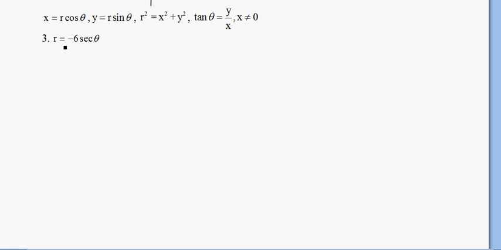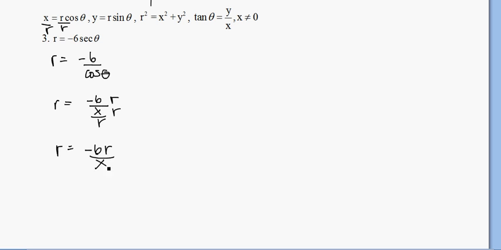So we have r is equal to negative 6 secant theta, and we want to change it into rectangular form, so I want to get rid of the thetas and the r. I'm just going to rewrite this as r equals negative 6 over the cosine of theta. Clearly from this form, cosine is equal to x over r. So I have r equals negative 6 over x over r. And if I multiply top and bottom by r, to get rid of this r down here, I have r is equal to negative 6r over x.